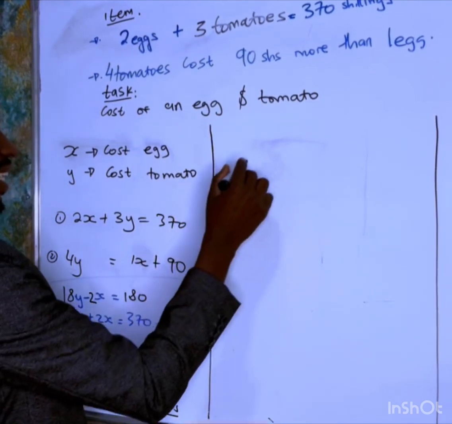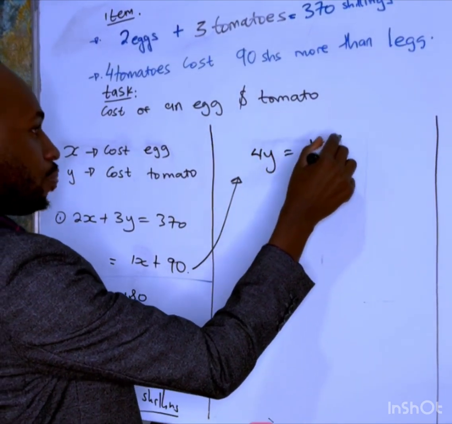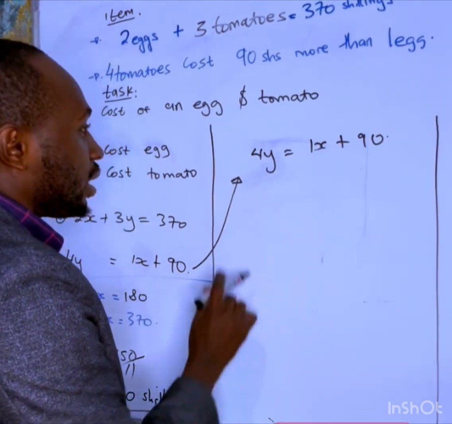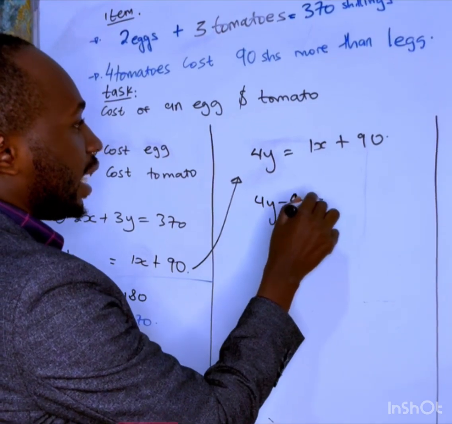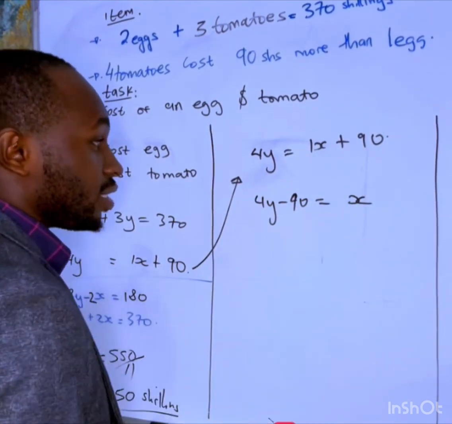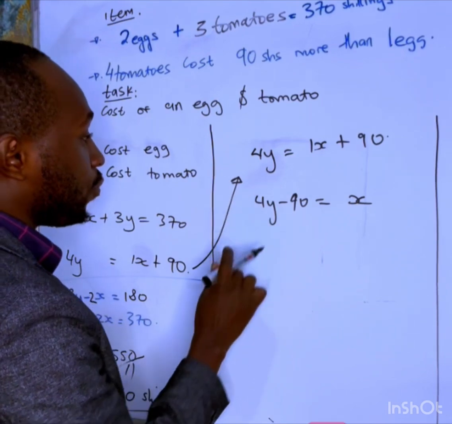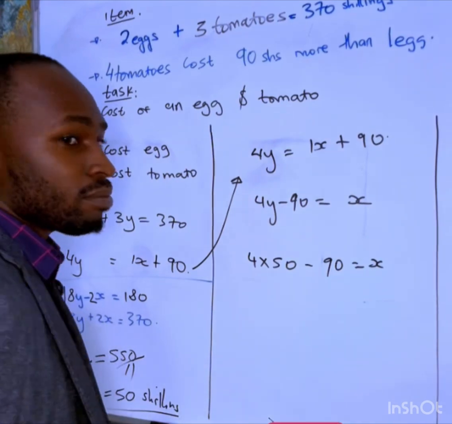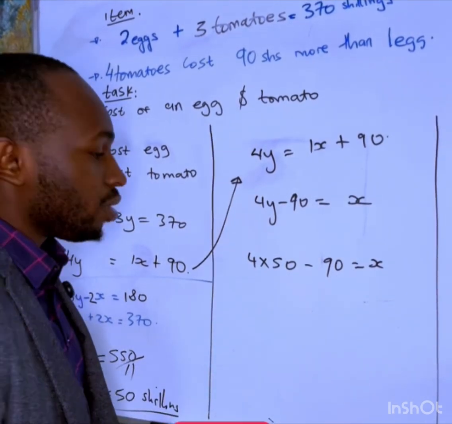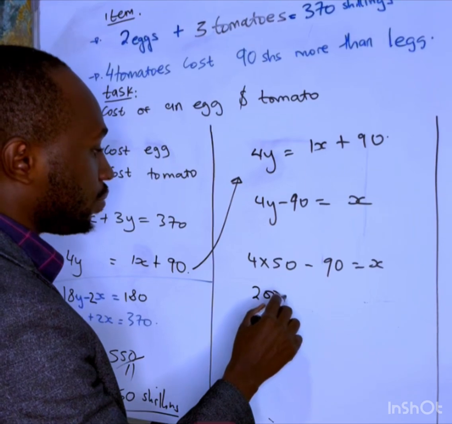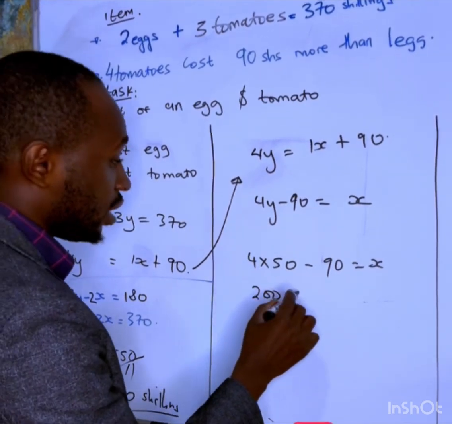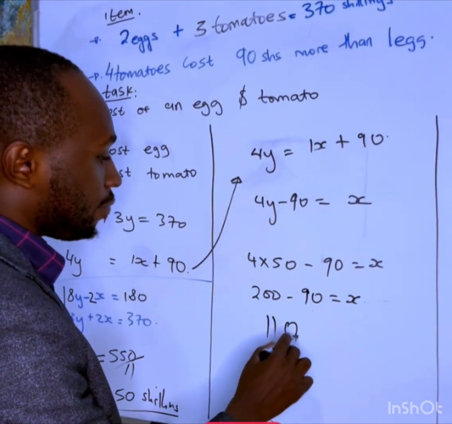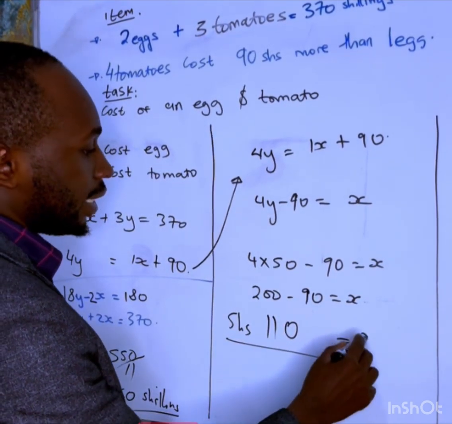If we carry on with the second equation, which is 4y is equal to x plus 90, and make x the subject of the formula, we shall remain with 4y minus 90, and that will be equal to x. Now we are looking for x. Now if we substitute 50 for y, we have 4 times 50 minus 90, and that gives us x. If we multiply 4 times 50, we shall get 200, and we subtract 90. That's the value of x. So 200 minus 90, we shall have 110 shillings. And that is the value of x.